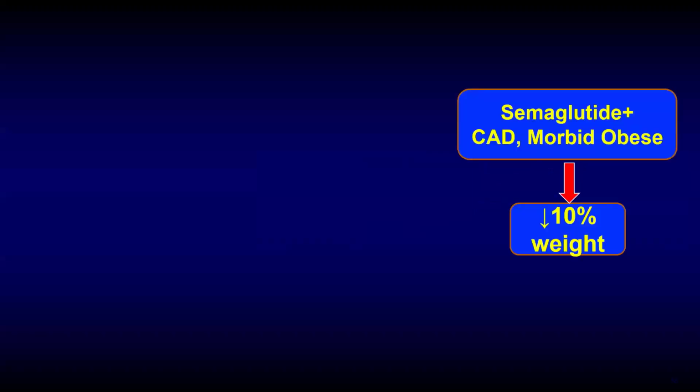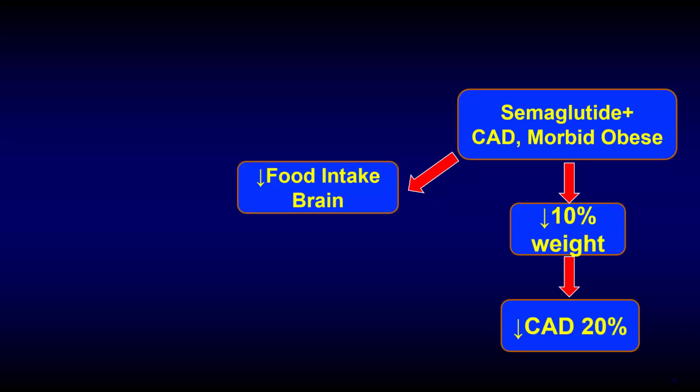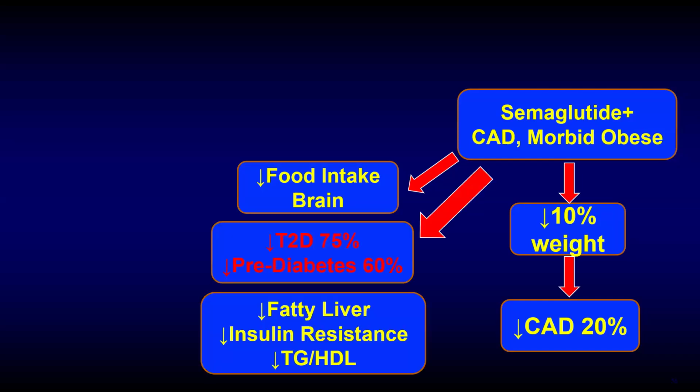But the most important fact is, if you were to say, okay, what can we draw as a conclusion from this SELECT trial? Well, somebody who's got morbid obesity, has prior coronary disease or peripheral vascular disease, we give them semaglutide or tirzepatide, high dose, to lose 10% of the weight. Then indeed, we reduce coronary disease by 20%. But other than blocking your food intake in the brain, the most significant impact is actually preventing pre-diabetes evolution to diabetes, fatty liver, insulin resistance.